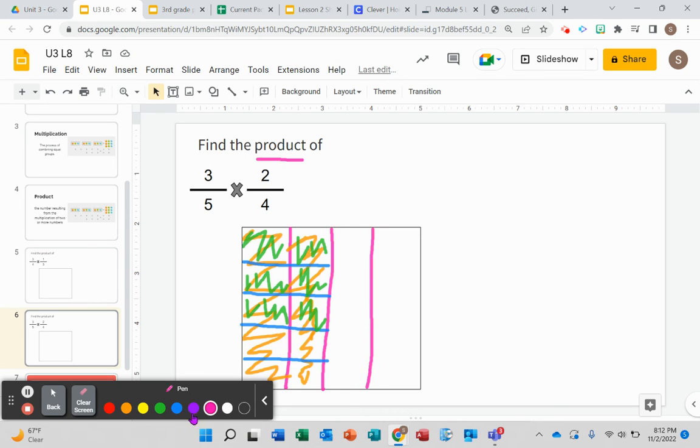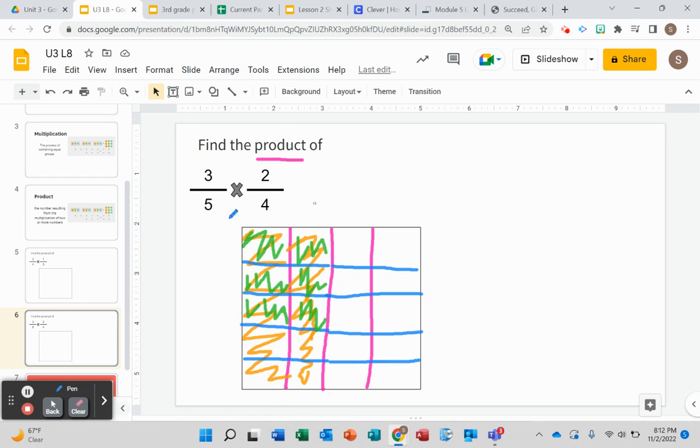Now, because I cut those pieces, I need to cut all of my pieces. So let me extend these lines. Right? So we have our equal fractions. Now let's write how many pieces we have. We have 1, 2, 3, 4, 5, 6, 7, 8, 9, 10, 11, 12, 13, 14, 15, 16, 17, 18, 19, 20. So I have 20 pieces.